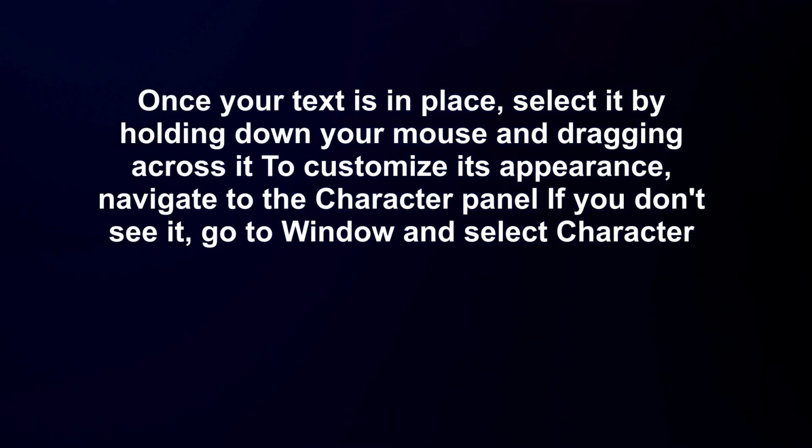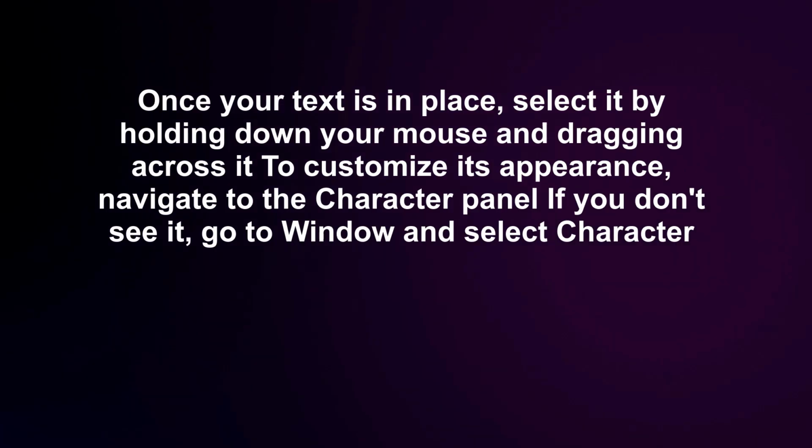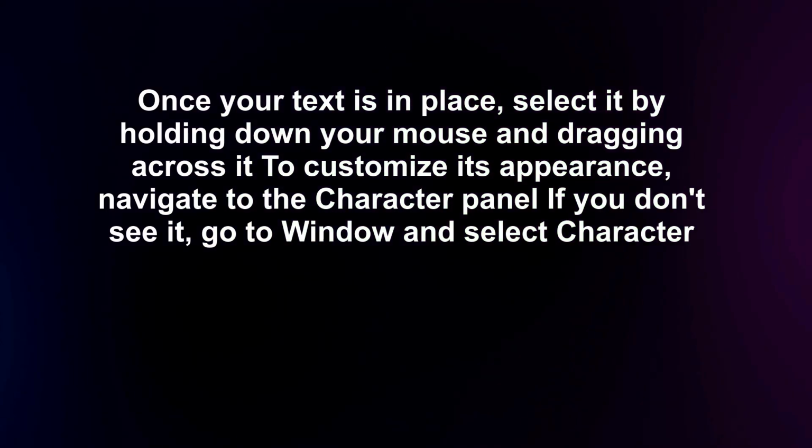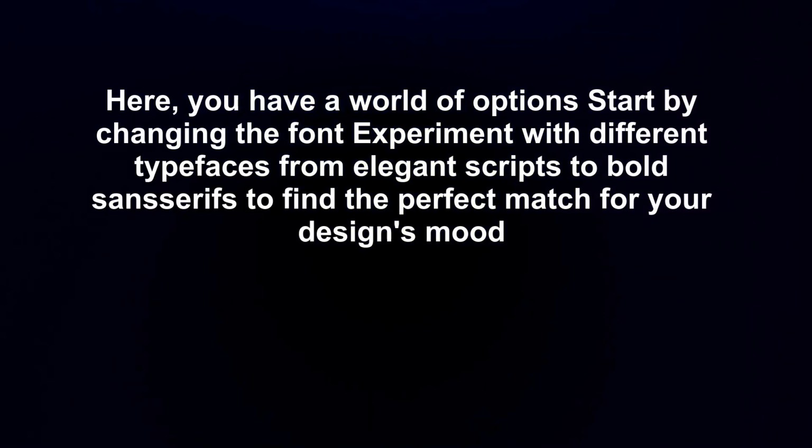Once your text is in place, select it by holding down your mouse and dragging across it to customize its appearance. Navigate to the character panel. If you don't see it, go to Window and select Character. Here, you have a world of options.